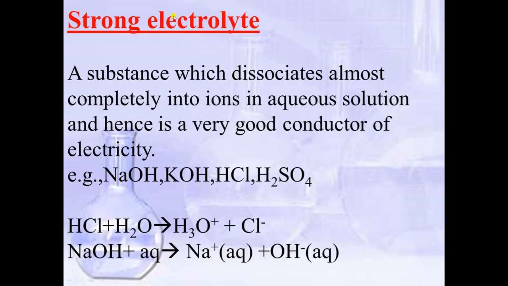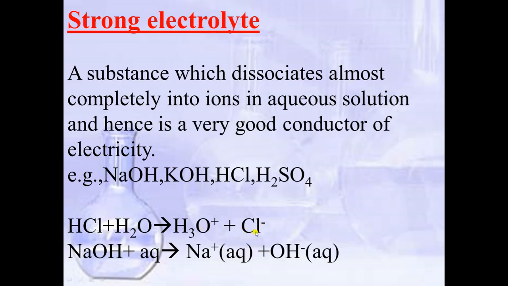Strong electrolytes are substances which dissociate almost completely into ions in aqueous solution, that means in the presence of water, and they are very good conductors of electricity. For example, sodium hydroxide, potassium hydroxide, hydrogen chloride and sulfuric acid. They are strong electrolytes because they dissociate completely. For example, when HCl is dissolved in water, it will convert into hydronium ion, H3O+, plus Cl-. They will completely dissociate into ions.